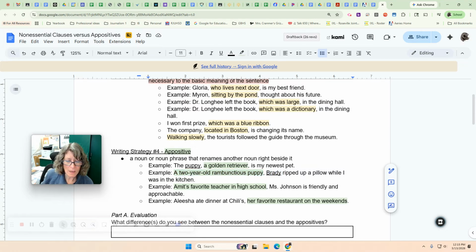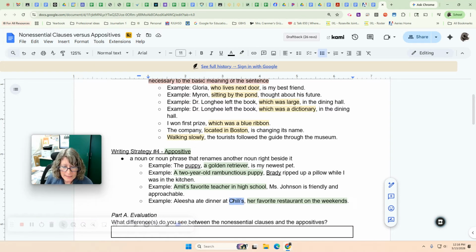In the next one, Amit's favorite teacher in high school, Ms. Johnson, is friendly and approachable. So the main part of the sentence is Ms. Johnson is friendly and approachable. The extra information about Ms. Johnson is right here, right? It's Amit's favorite teacher in high school, and that noun and that phrase about it is telling us more about Ms. Johnson. The last one says, Alicia ate dinner at Chili's, her favorite restaurant, on the weekends.